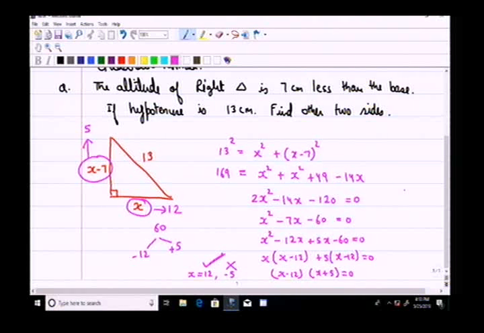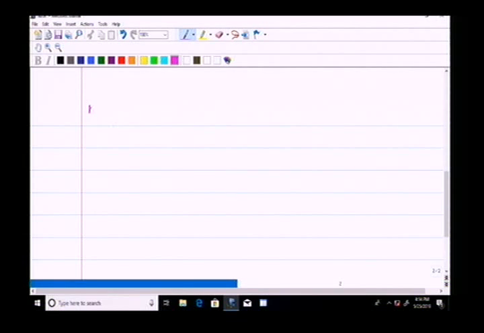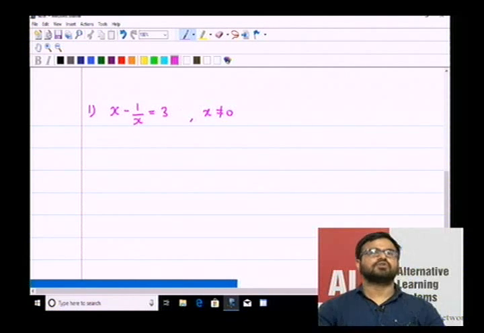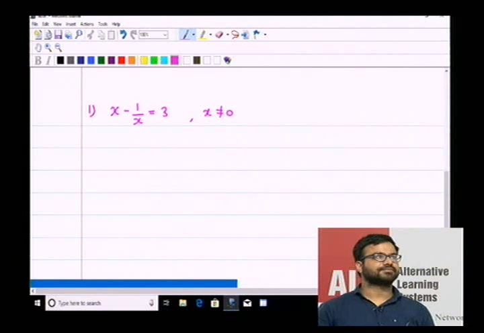So now let me give you another one. It's not a word problem, it's a direct question based on the quadratic equation. x minus 1 upon x is equal to 3, where x is not equal to 0. So you have to find the value for x in this one.